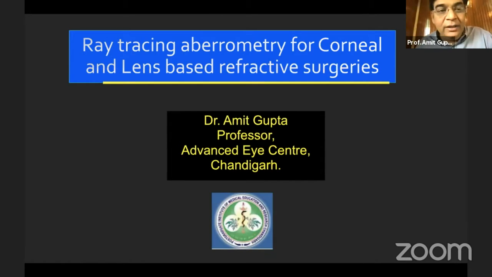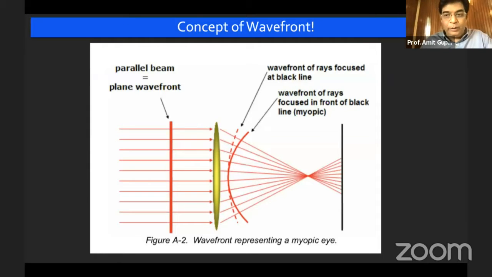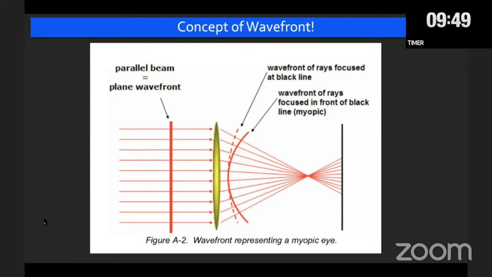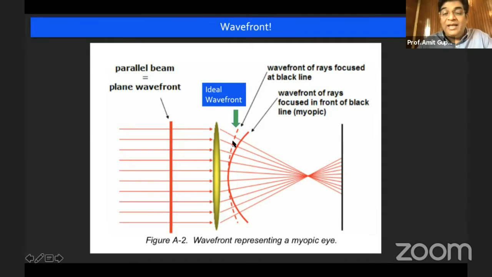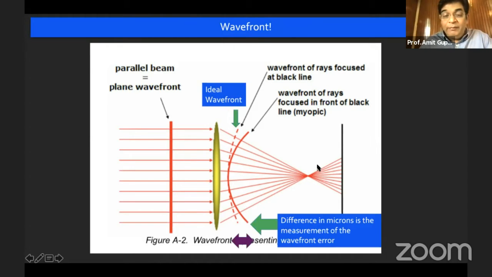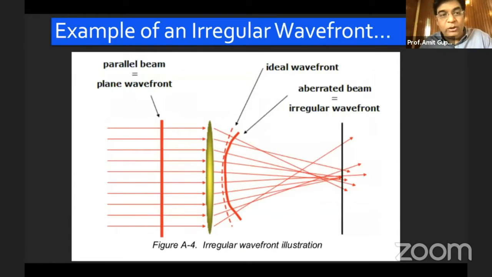So I'll be moving on to another new technology, which is ray tracing aberrometry for corneal and lens-based refractive surgery. I think it's important for us to have the proper concept of a wavefront. Just imagine a parallel beam of light, and once it crosses the media, this beam of light bends. Usually it focuses on the retina, and in this case, this beam is not focusing on the retina. This is the ideal wavefront, the dashed line, which would make the beam focus. And we have the dark line, which tells us the real wavefront, and the difference in microns is what we measure and call the wavefront aberration or wavefront error.